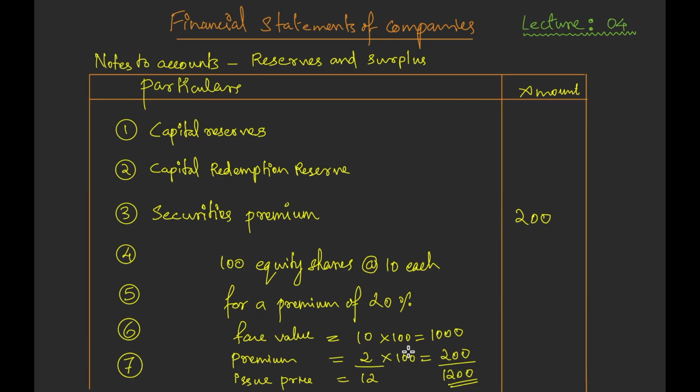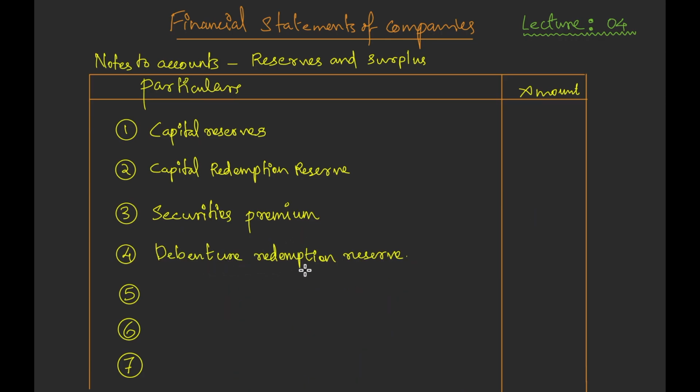Now let's see the next item. Debenture redemption reserve. According to section 71 subsection 4 of the Companies Act 2013, every company issuing debentures should create a debenture redemption reserve account. So if the company has created any debenture redemption reserve, it should be shown under reserves and surplus in the notes to accounts. And I'll discuss more about this while discussing the redemption of debentures chapter. Now let's move on to the next one.